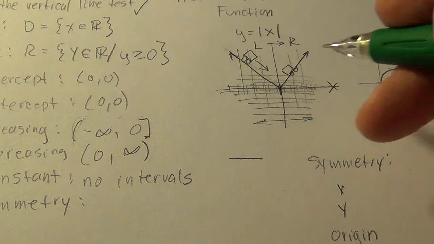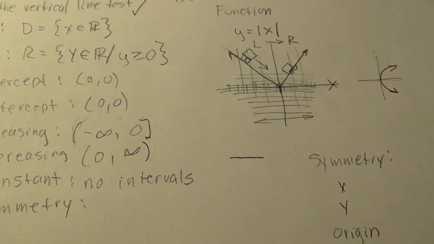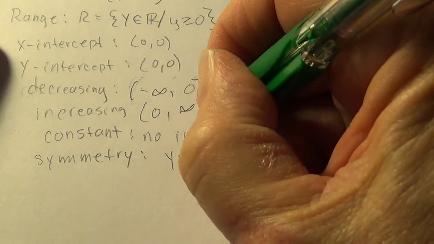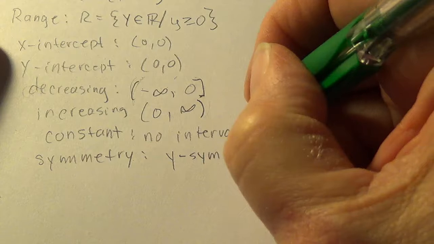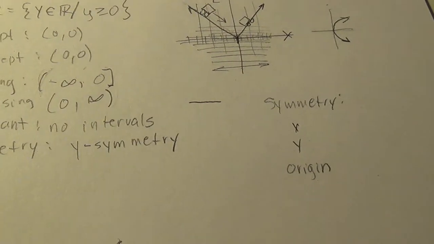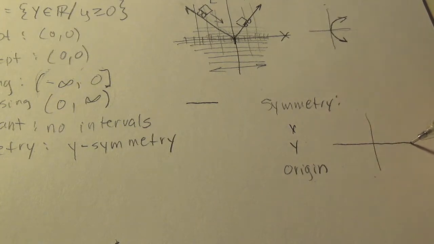Y-symmetry is when you fold across the y-axis and one side imprints the other. We do have y-symmetry. All right, and symmetric to the origin is sort of a strange duck, but I will explain it to you.